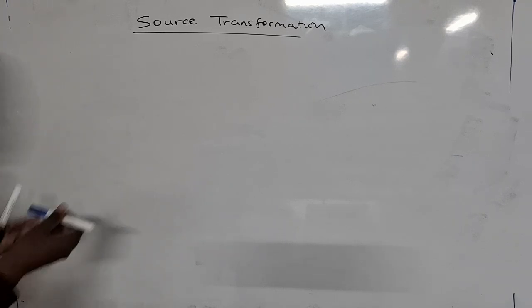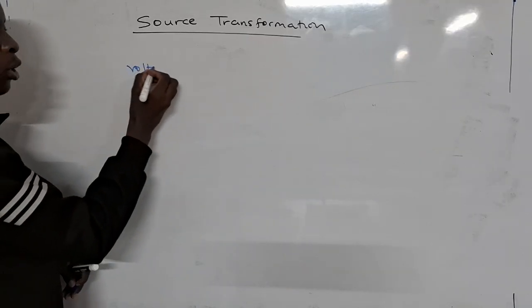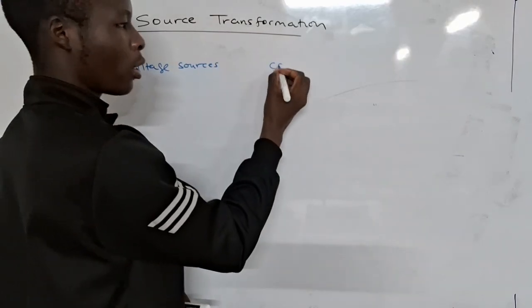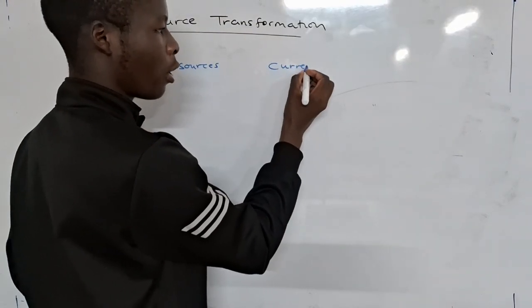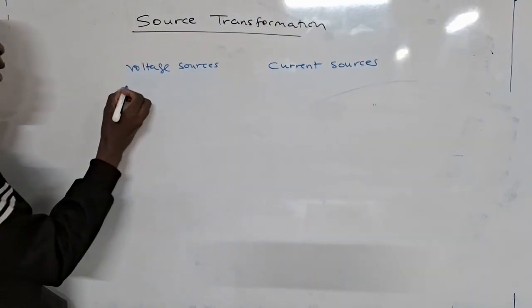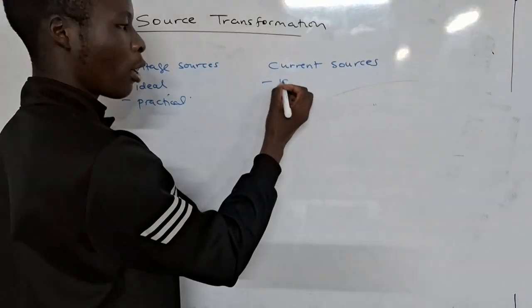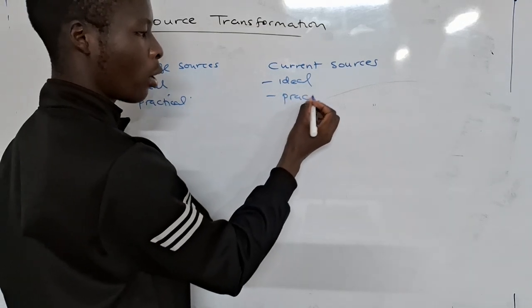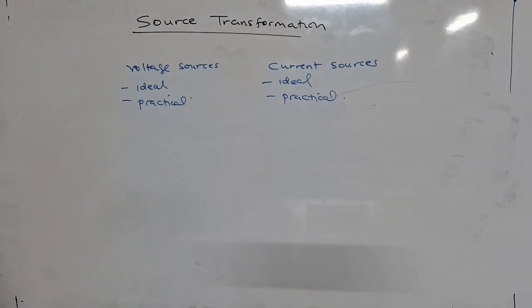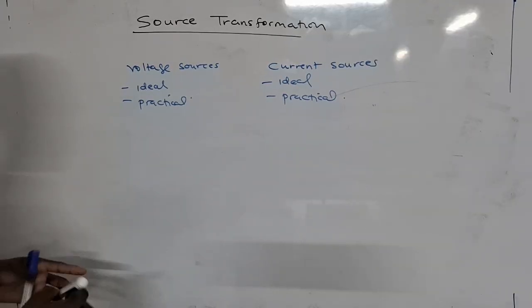Okay, so today we are going to discuss source transformation. In the previous classes I explained energy sources. There is a video where I explained the voltage sources and the current sources. I said this voltage source can be an ideal voltage source or a practical voltage source. Again, we also have ideal current sources and practical current sources.